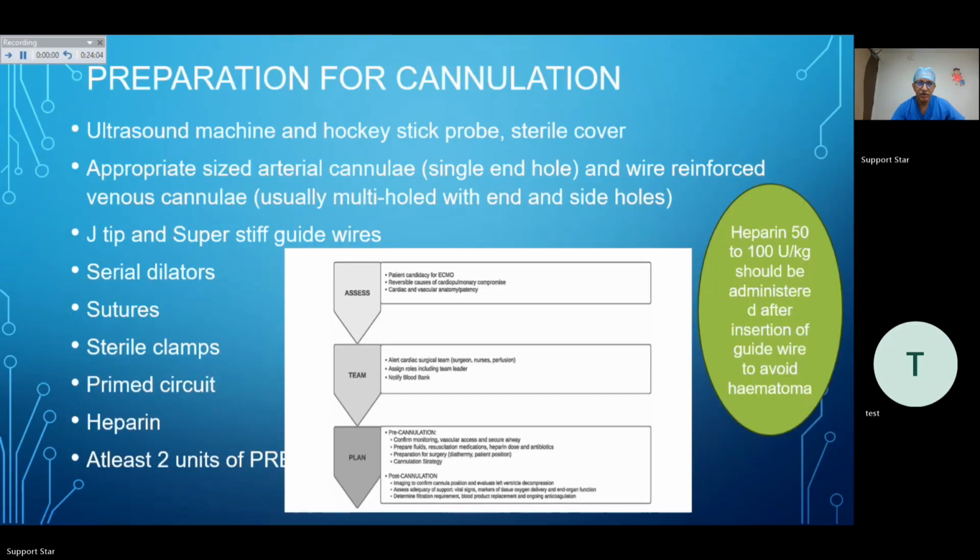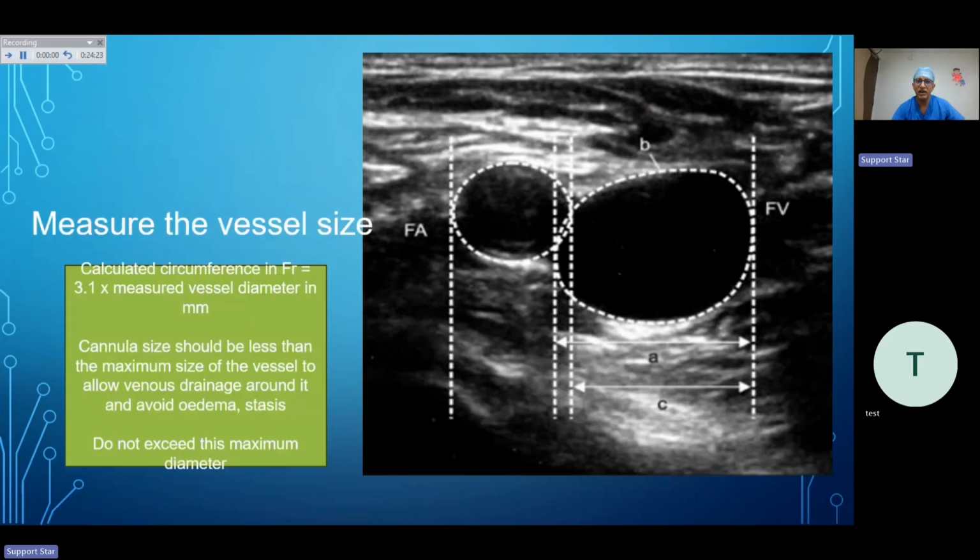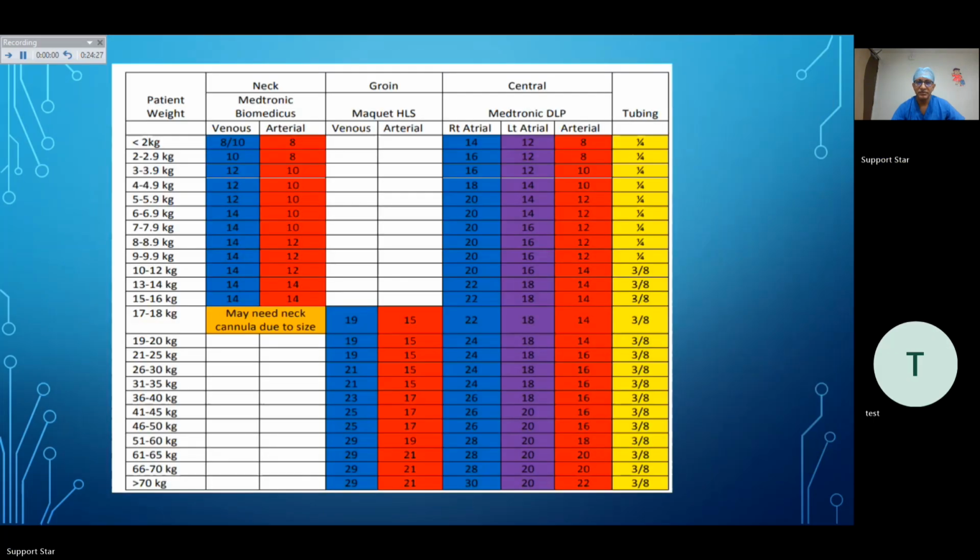So first you have to get both the guide wires, then give heparin. Then after that, cannulate, then use your sterile clamps and connect to the primed circuits. Your blood should be ready, at least 2 units of PRBC should be ready beforehand, so that if any bleeding happens, you can immediately transfuse them.